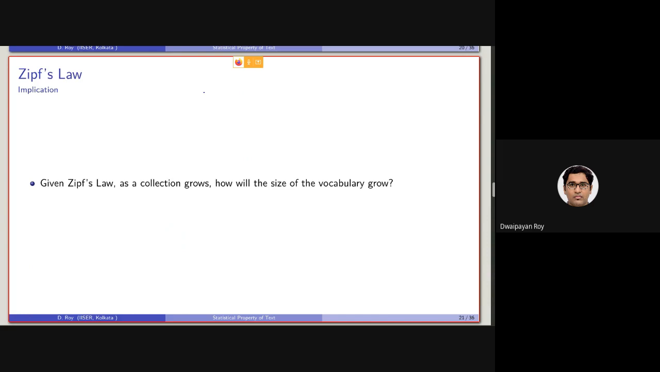Now a simple question. Given Zipf's law, as the collection grows, how will the size of the vocabulary grow? I have said that if I keep on adding new data into the system, the frequency of the terms will be like this. So basically this will be the highest frequent term, and this will continue like this. But how will the size of the entire vocabulary grow?